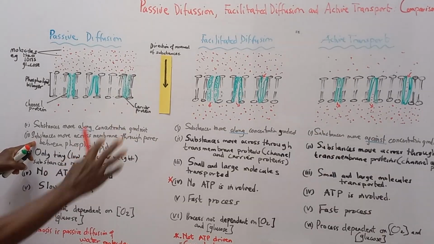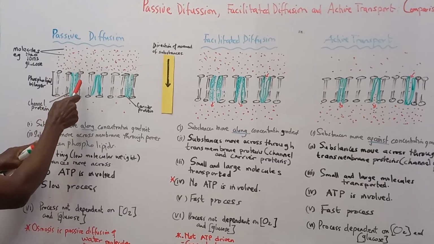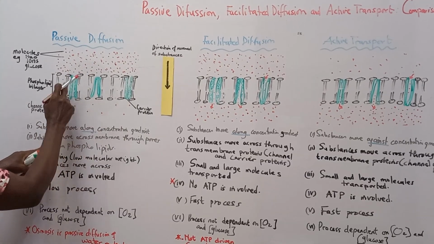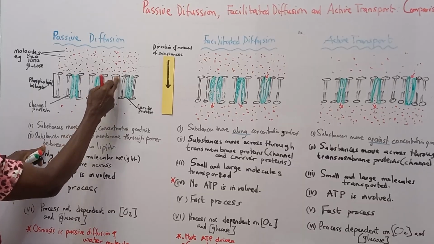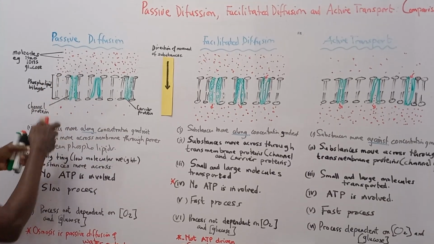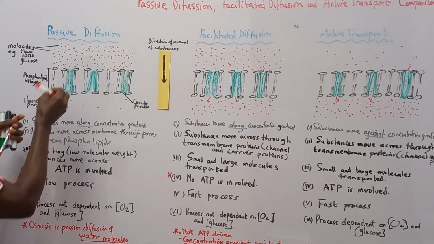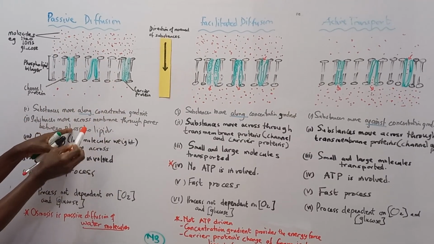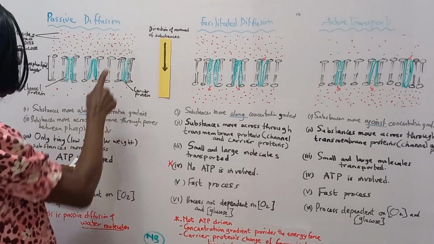Now, more differences. In passive diffusion, the substances move across the membrane through pores in between the phospholipids. So there will be pores. You see the substances moving through this, coming through the pore. That is passive diffusion. Very tiny pores.